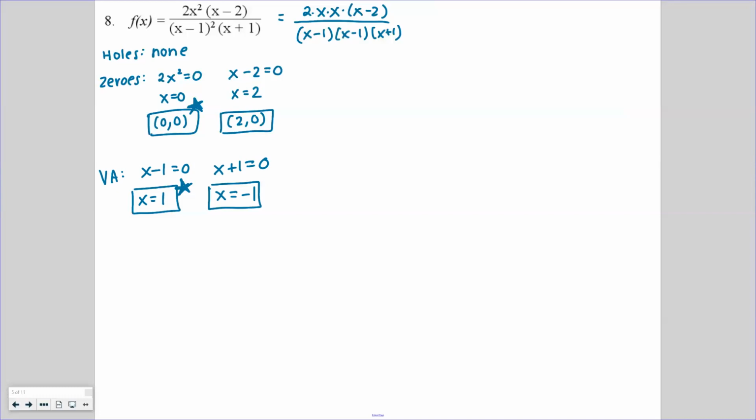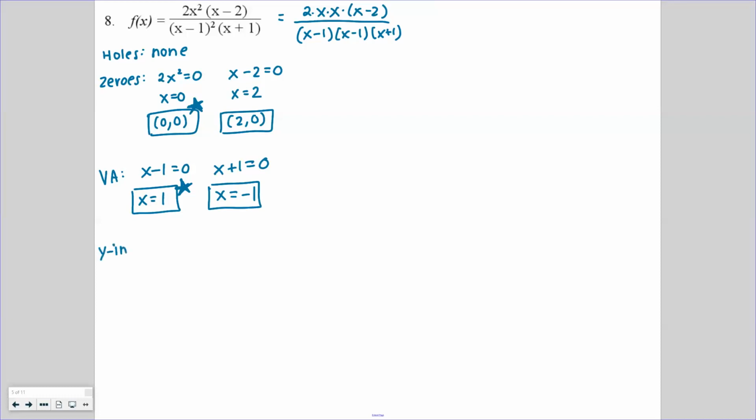Because the factor x minus 1 was also raised to an even power, that is also a special critical point. I call these double zeros or double vertical asymptotes, double because each of them is being raised to the power of 2. So anytime we've got a factor in the numerator or the denominator being raised to any even power, so it could be x to the fourth or x minus 1 to the fourth, anytime we've got a zero or vertical asymptote being raised to an even power, we're going to have something special occur in the sign chart.